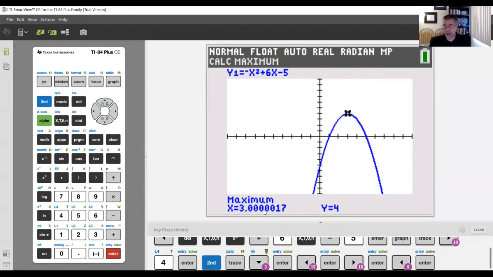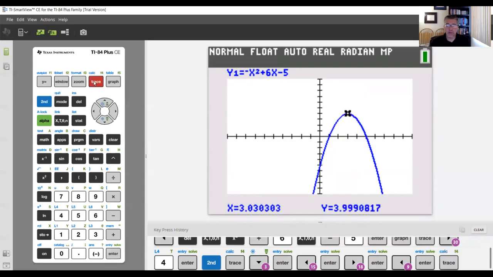Now the calculator has a little bit of error here in the 3, but I can show you that it is actually at 3 in a second. The maximum when x was equal to 3 was y equals 4. So the maximum value here is y equals 4 on the graph.